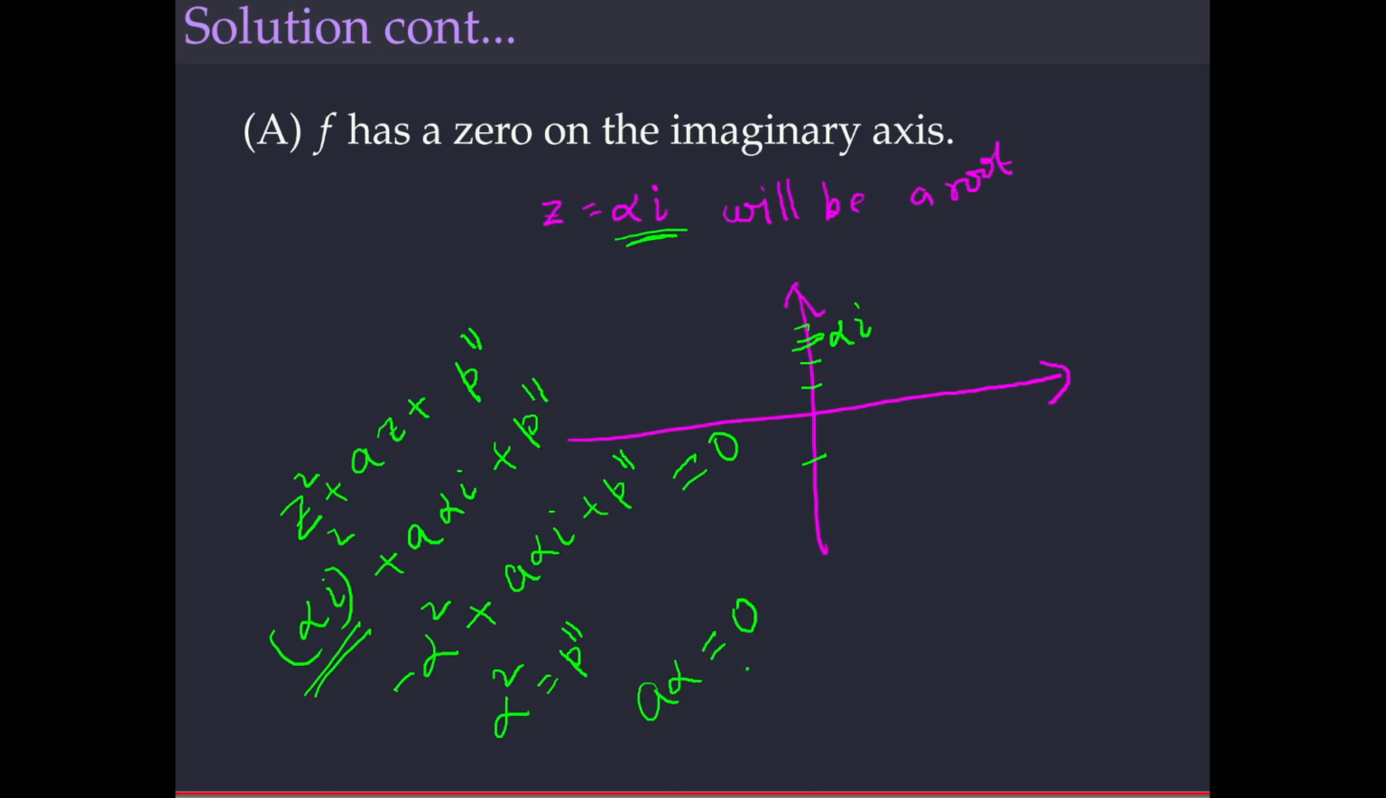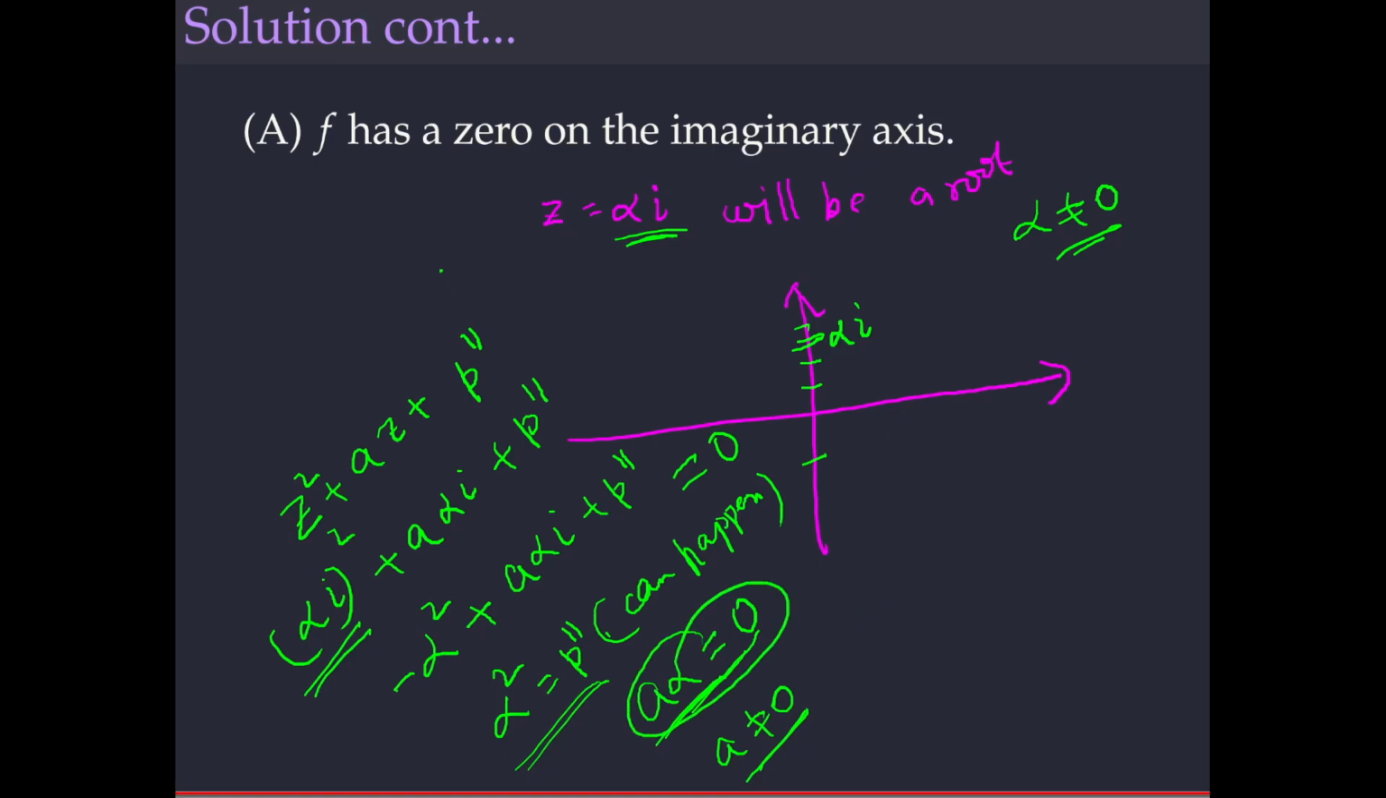Can it be possible? No. Alpha square equals p to the 11, that we don't know, it can happen. But a alpha equals 0 cannot happen. Why? Because a is not equal to 0 and alpha is a pure imaginary root, so alpha is not equal to 0. So this thing cannot be possible, and therefore f cannot have a 0 on the imaginary axis. So this option is also false.